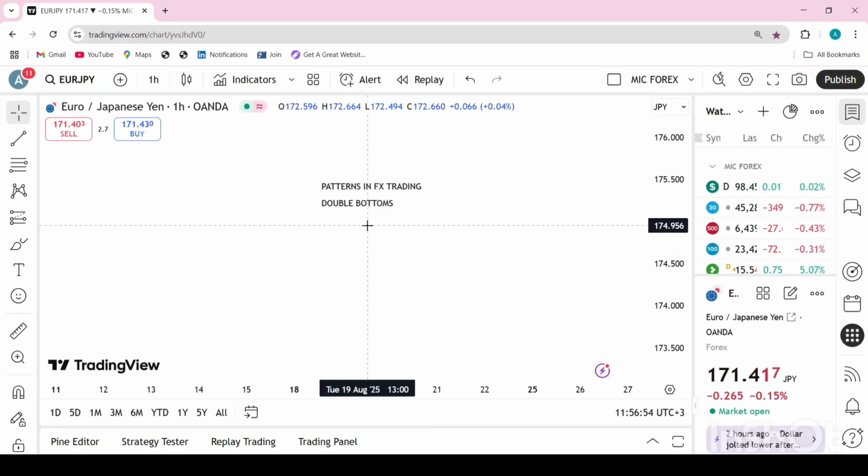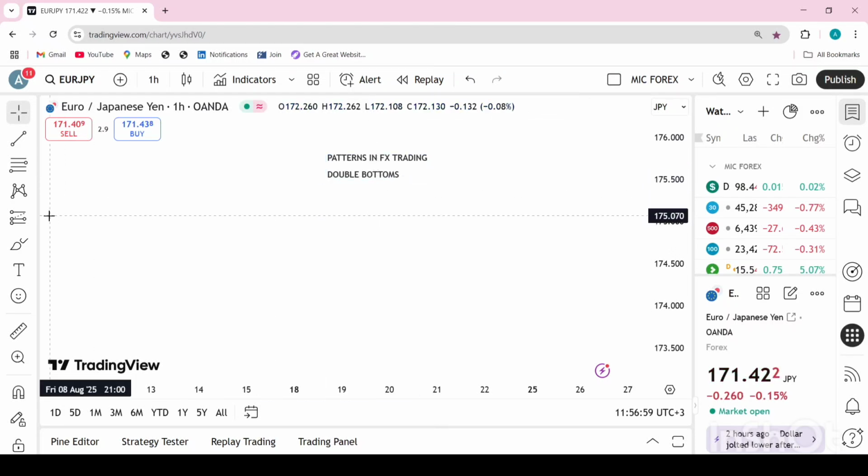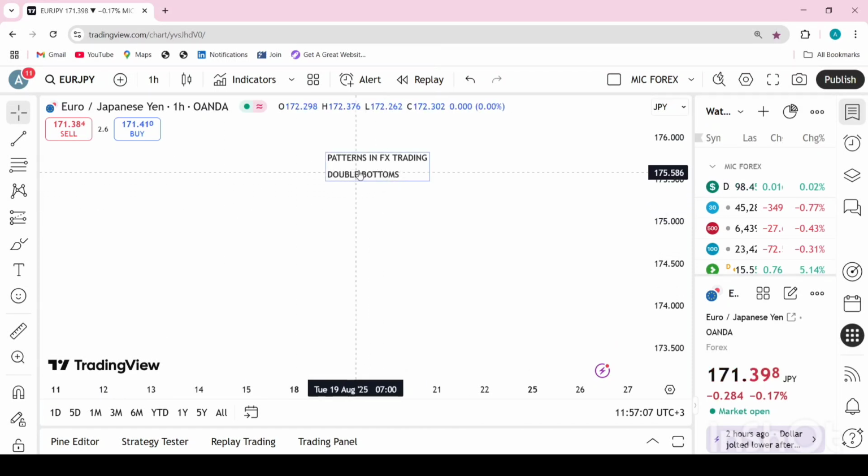Now let's go straight forward to double bottom. As I said earlier, double bottom is going to be the opposite of double tops, and so I'm just going to be giving very brief notes on this. This is part of the patterns in Forex trading. Remember, when I was introducing the double tops, I said if you have not watched, you can go and watch it. It's in the list up there.